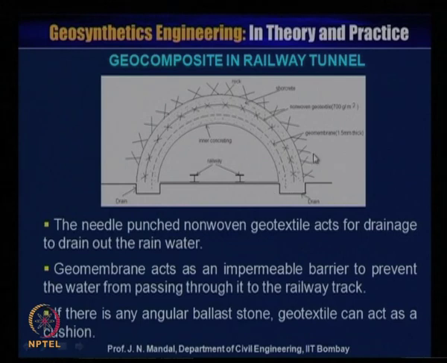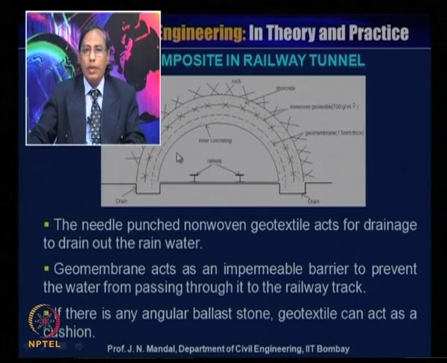Here the needle punched non-woven geotextile acts as a drainage to drain out the water, and we are placing a geomembrane here, which will act as an impermeable barrier to prevent the water from passing through to the railway track. Any angular ballast stone with geotextile can act as a cushion. The geotextile material will act as a cushion, and it can prevent that angular stone from damaging this geomembrane material. If the geomembrane material is damaged, the water can penetrate into the tunnel and then there will be a problem in the railway. On the top of this, the water that falls should be drained out through this drain here. So the geotextile material acts as a good drainage material, and the geomembrane is an impermeable material, so water cannot penetrate into this railway track. And geotextile also acts as a cushion for the geomembrane.